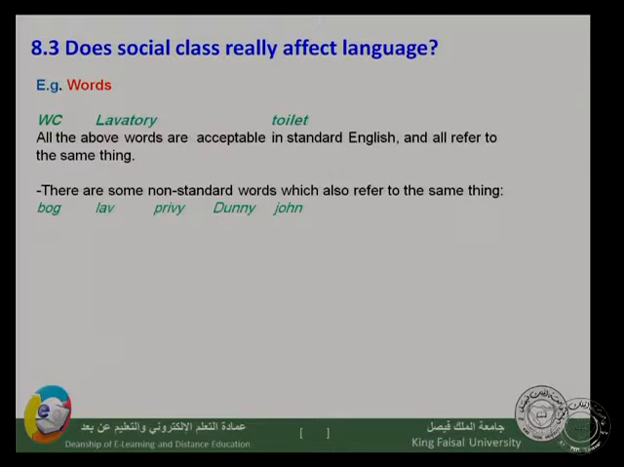For example, instead of saying WC or instead of saying toilet, he would say bog, or he would say lav, or he would say brivy. Sometimes he used dunny or even don. So those terms reflect that he is uneducated, reflect the social class he has come from. So there are some non-standard words which are equivalent to the standard one, which also refer to the same thing, but through the use of those words we can realize that this person has come from a social class which is not a high social class, which is not an educated person, or a person who has never been to schools or to universities, for example.